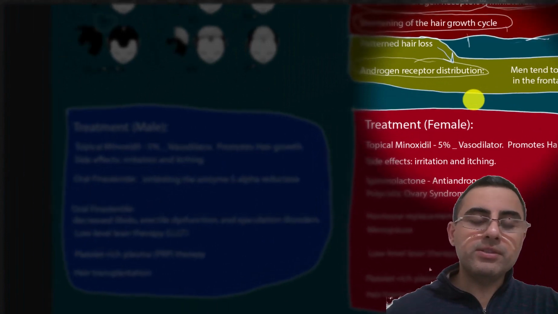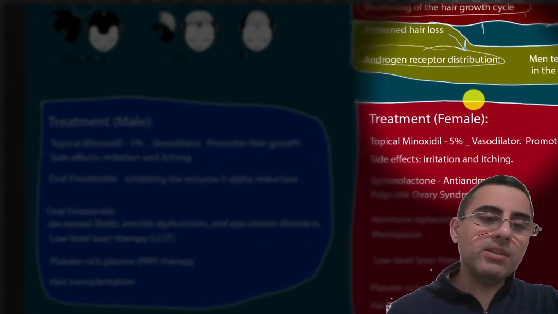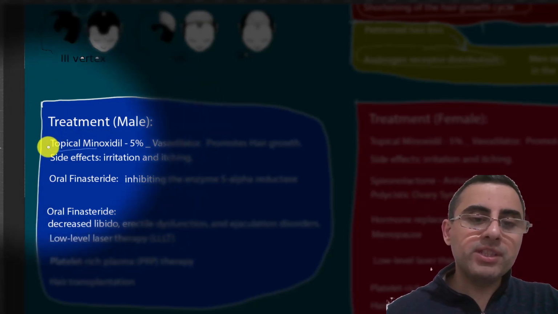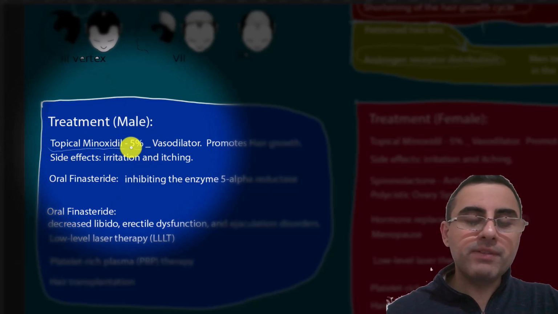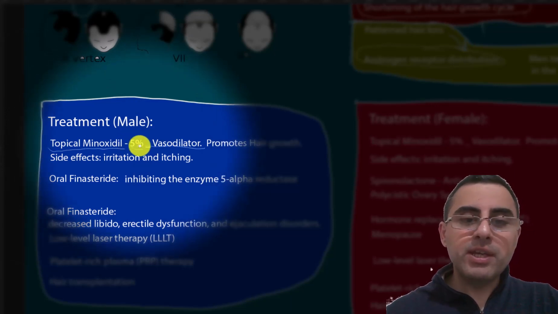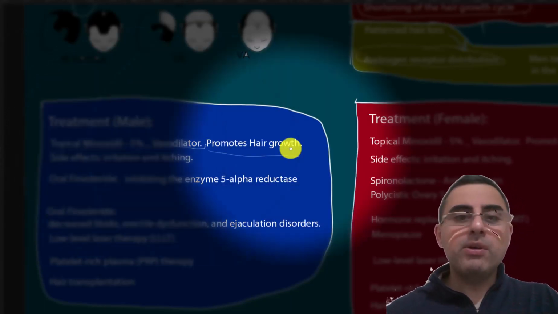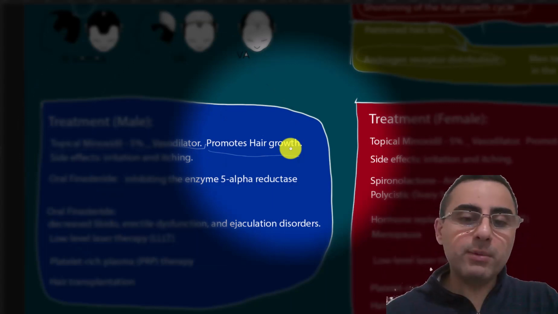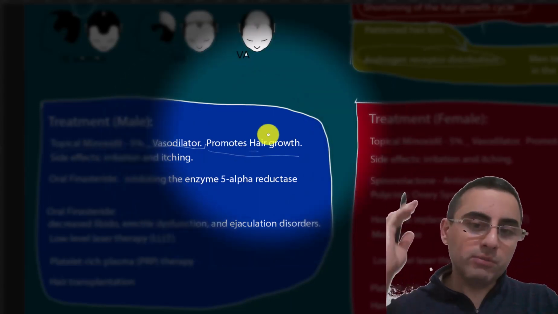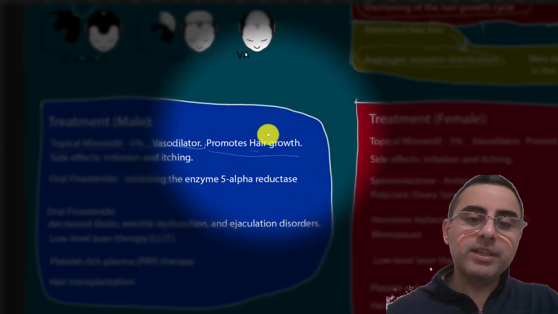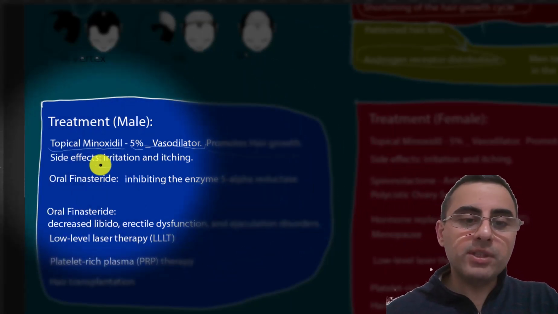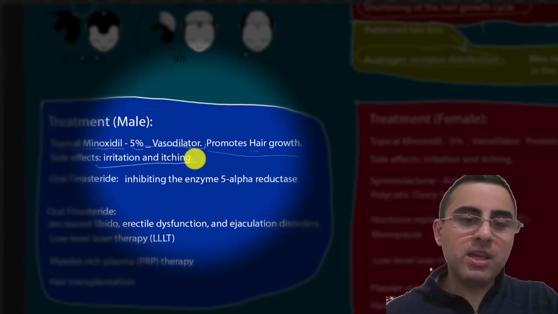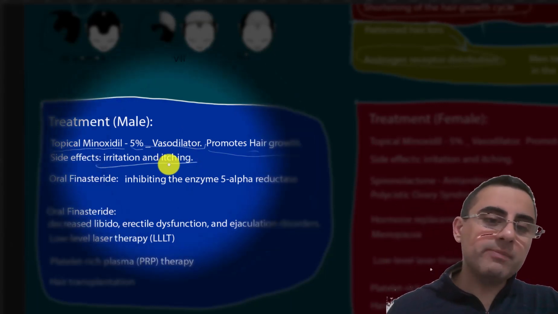Now let's discuss treatment. Treatment in case of males. First line of treatment is topical minoxidil. 5% is more effective. It is vasodilator and promotes hair growth. So vasodilation of the skin means stimulate of hair follicles, more blood, more nutrients there, so it stimulates hair growth. Side effects include irritation and itching. Usually it's local irritations only and nothing important.